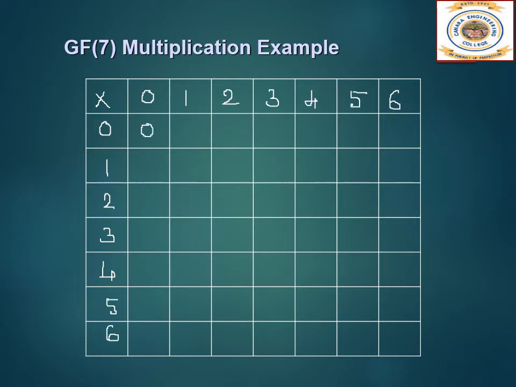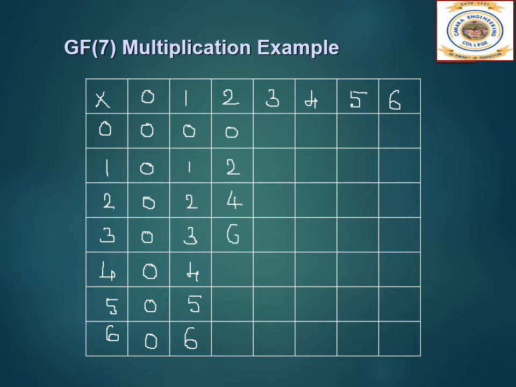0 into 0 is 0, 0 into 1 is 0, 0 into 2 is 0, 0 into 3 is 0, 0 into 4 is 0, 0 into 5 is 0, 0 into 6 is 0. 1 into 0 is 0, 1 into 1 is 1, 1 into 2 is 2, 1 into 3 is 3, 1 into 4 is 4, 1 into 5 is 5, 1 into 6 is 6. Coming to this, 2 into 0 is 0, 2 into 1 is 2, 2 into 2 is 4, 2 into 3 is 6.